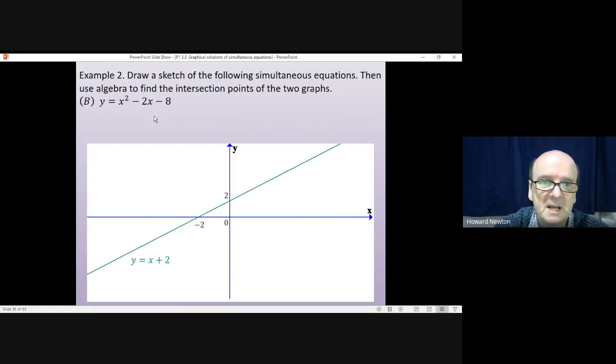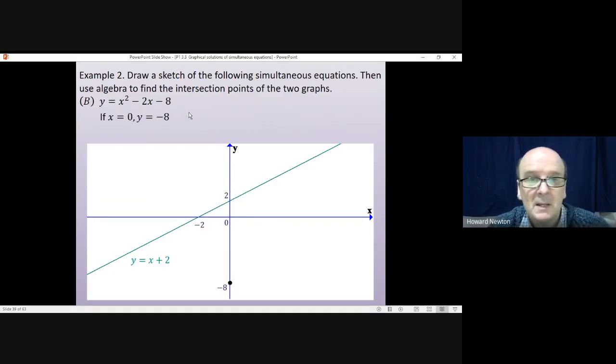The quadratic, slightly trickier. Again, the crossing point on the y-axis is fairly simple. You just say what happens if x is 0. Well, if x is 0, then y will equal minus 8, and that gives us the crossing point on the y-axis. It's going to cut through the x-axis at 2 points.